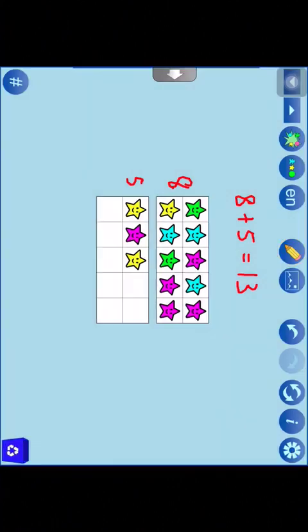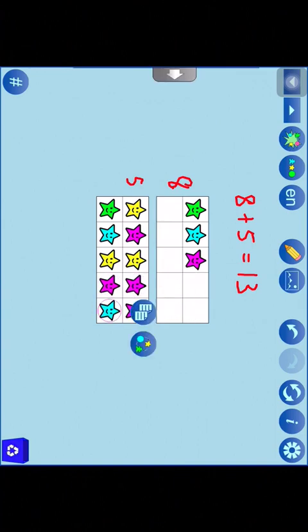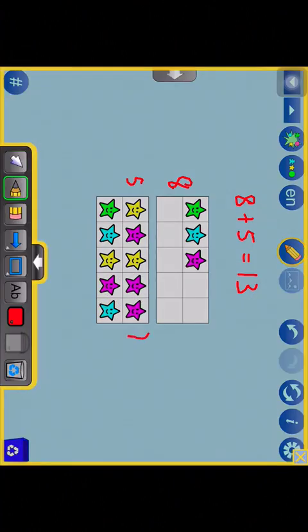Besides moving the stars from the 5 to the 8, we may also swap by moving 5 stars from the 8 to the 5. So here we will also have 10 and 3, 13.